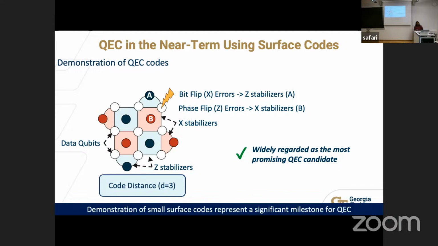And one of the key things is that this work was done last summer. Since then, there have already been a couple of demonstrations of other types of error correction codes, color codes and repetition codes. In fact, a color code demonstration came out when we were working on this project. So the demonstration of surface codes and other types of error correction codes represents a very significant milestone in quantum error correction, because that gives us intuition and understanding of how to build those large systems in future.